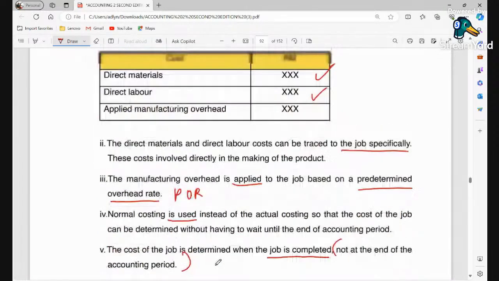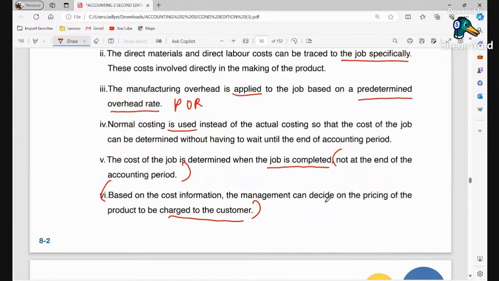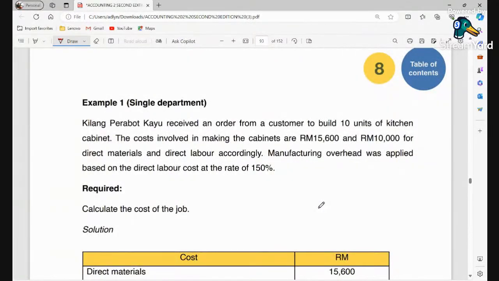So based on the cost information, the management can decide on the pricing of the product to be charged to the customer. This is actually the most important part. So you need to decide the pricing of the product to be charged to customers. Okay, look at example 1. This is for single department.